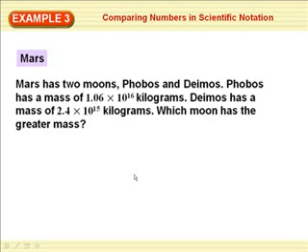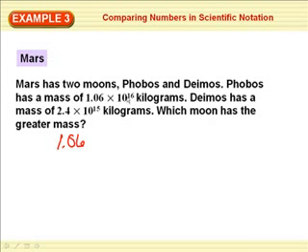All right, example number 3, comparing numbers in scientific notation, and this is on page 79, kind of the bottom of page 79. It says, Mars has 2 moons, Phobos and Deimos. Phobos has a mass of 1.06 times 10 to the 16th kilograms. Deimos has a mass of 2.6 times 10 to the 15th kilograms. Which moon has the greater mass? So which one of those numbers is greater? So let's write them in standard form.